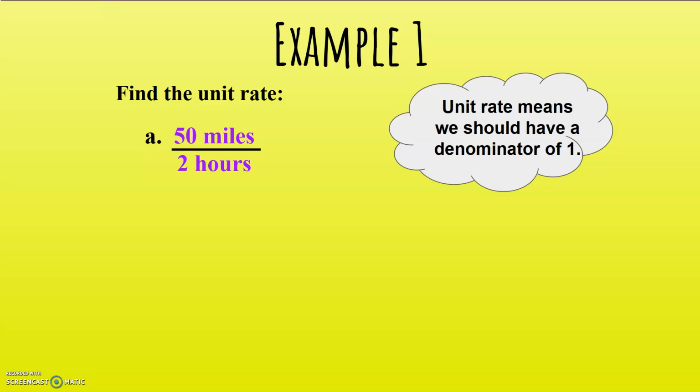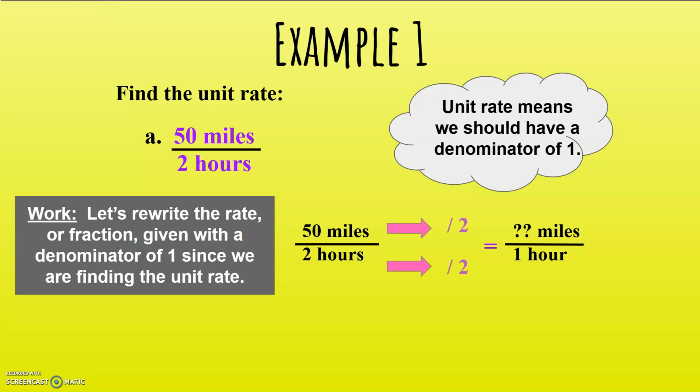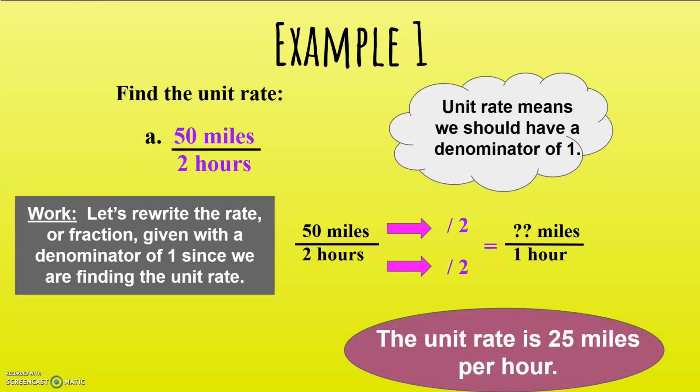How do we find the unit rate? Well, a unit rate means we should have a 1 as our denominator. So how are we going to make our denominator 1? Let's rewrite the rate or fraction given the denominator of 1, since we are finding the unit rate. Now we need to find out how many miles we traveled in 1 hour. We figure that out by dividing by 2, because how do we go from 2 to 1? Divide by 2. And what we do to the bottom, we do to the top. So 50 divided by 2 is 25, so our unit rate is 25 miles per hour, which would be written as 25 over 1 with units. You need to label your units because they're different.